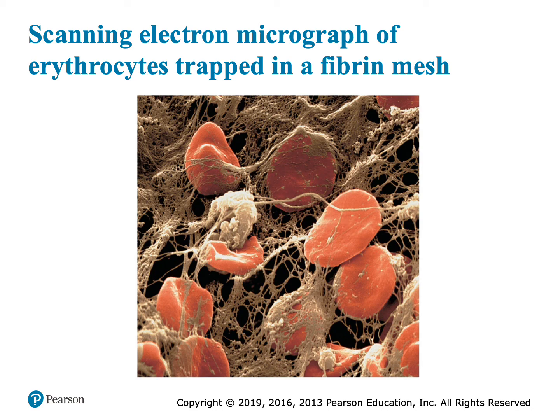This is an electron micrograph of that mesh, the fibrinogen that has been activated into fibrin, and it's creating a mesh to allow for coagulation, that blood clot formation, so you'll stop bleeding.